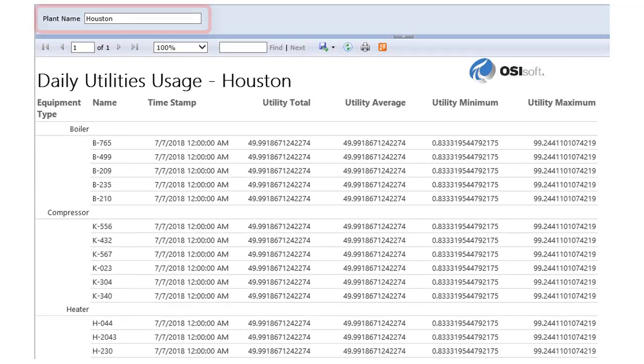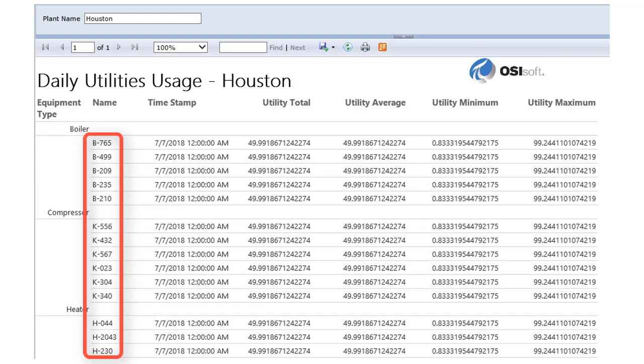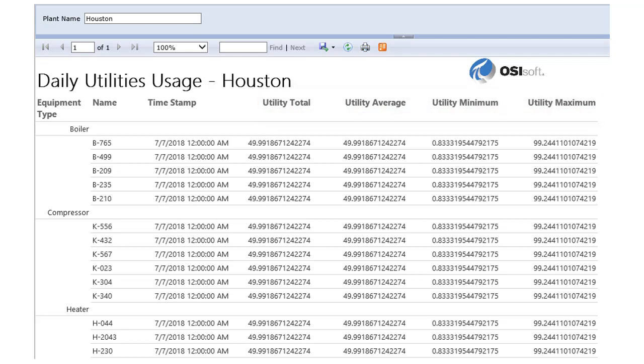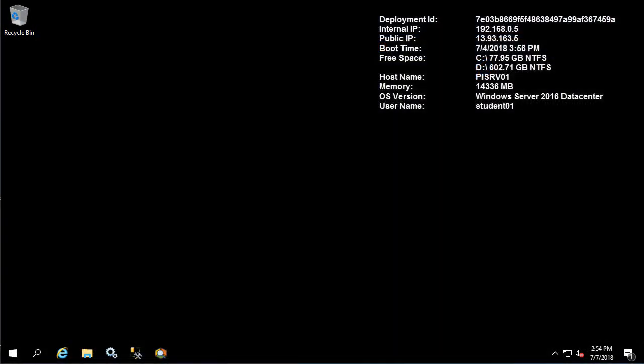In SSRS, I'd like to specify a plant name and get a report of all the equipment at that plant and all their utility usage for both minimum and maximum throughout the day, as well as the average and the total. Reporting is one of the main use cases of the PI SQL products, and SSRS is one of many ways to generate these reports automatically.